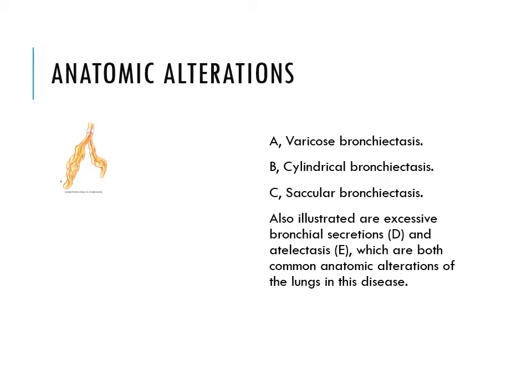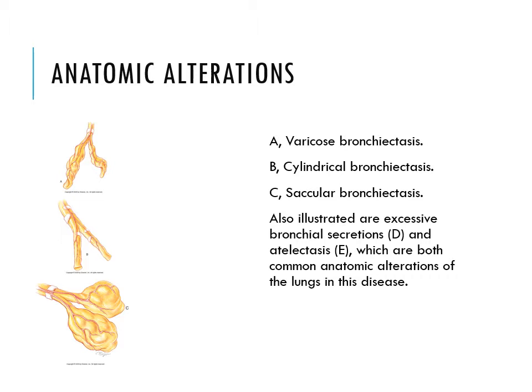Varicose bronchiectasis results in bronchi dilated and constricted in an irregular fashion similar to varicose veins, ultimately resulting in a distorted bulbous shape. Cylindrical or tubular bronchiectasis are bronchi that are dilated and rigid and have irregular outlines similar to a tube.